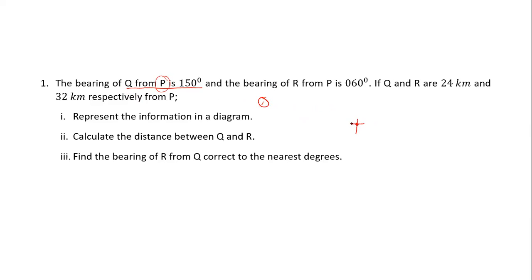So draw your 4 cardinal points. But because it is a 3 figure bearing, just put your north here. Then you measure 150 degrees from P. This is 0, this is 90, and this is 180, 270. So our 150 will be what? What do we have to add to 90 to make it 150? Add 60. So I'm going to add 60 here. Measure 60. If it falls somewhere here, it means I can find Q here.